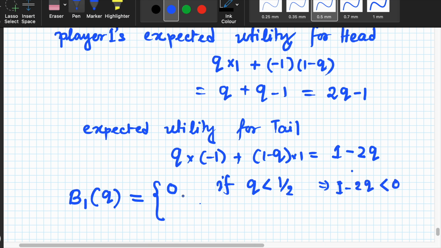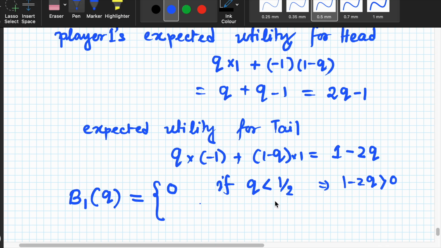So 1 minus 2q is greater than 0. So by playing tail it will get a positive utility, whereas by playing head, sorry, let me rephrase it.